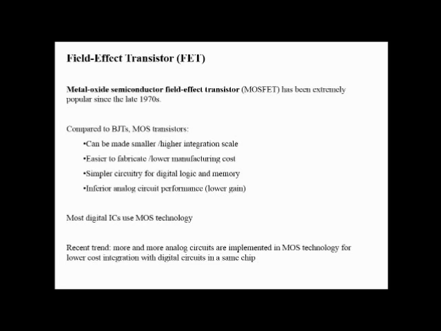Now the metal oxide semiconductor MOSFET has been extremely popular since the 1970s. Compared to BJTs, MOSFET transistors can be made much smaller and are easy to fabricate. They have simple circuitry for logical control or digital logic memory, but inferior analog circuit performance, that is, a low gain. Most digital ICs use MOS technology these days, so the trend is to implement circuits in MOS technology for low cost integration of digital circuits on the same chip.